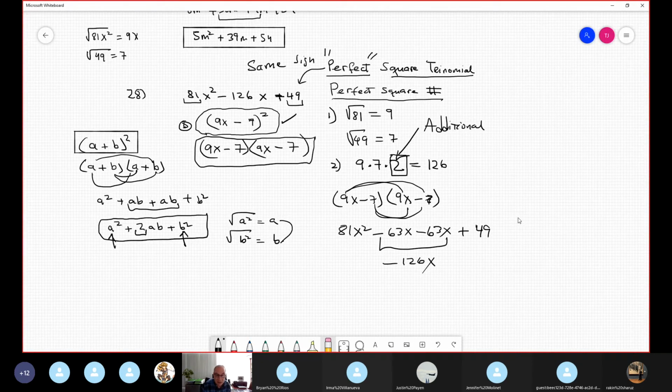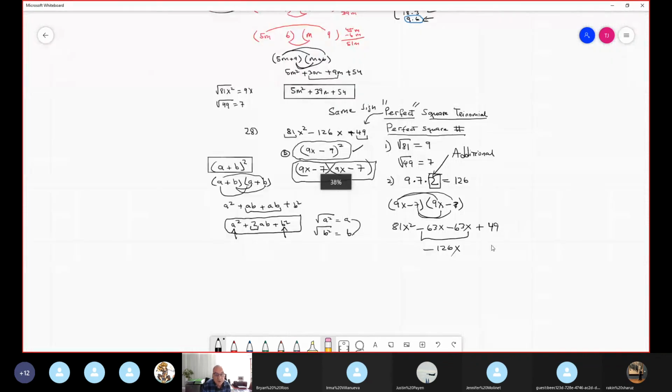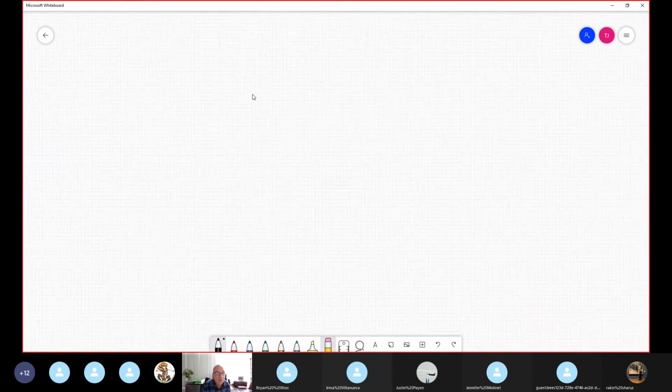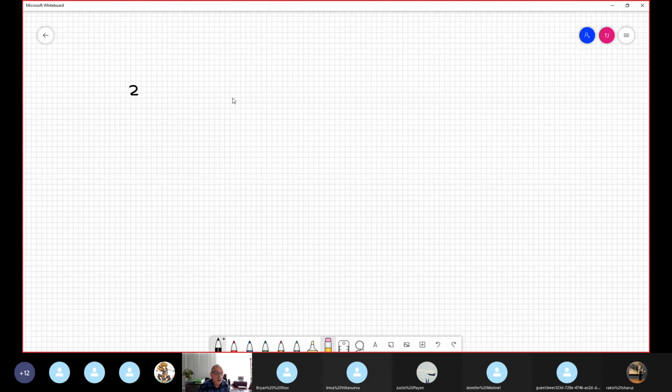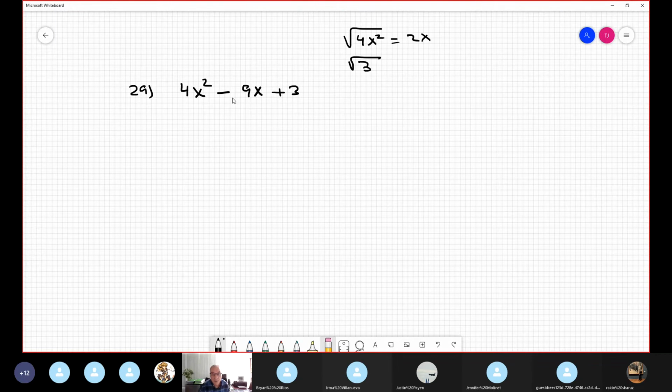Number 29 is another classical problem of trinomial factorization. It is 4x squared minus 9x plus 3. Okay, is it a perfect square? I don't know. Let me see. The square root of 4x squared is 2x, yeah, because 4 is a perfect square. But the square root of 3, no. So it's not a perfect square. Forget about this idea.